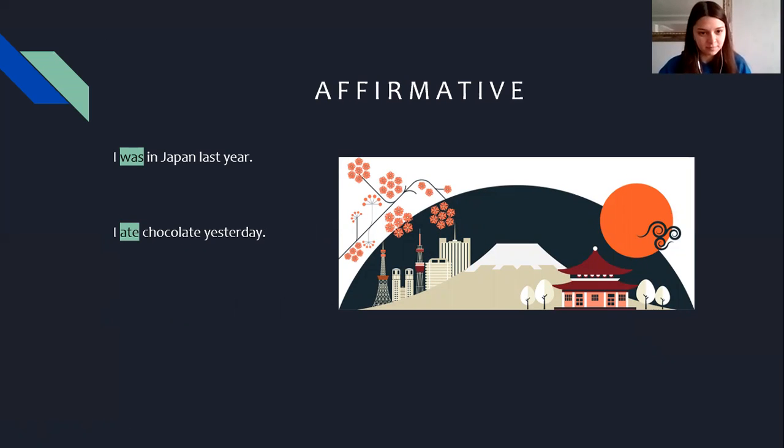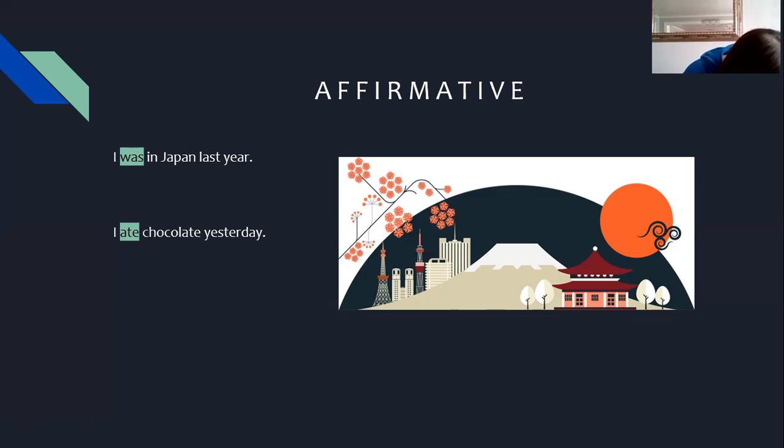Well, now we're going to see some examples when we have to use the verb be and an irregular verb. The first one, I was in Japan last year. In this case, we have to use the past form of the verb be, which is, instead of is and am, we have to use was. And instead of are, we have to use were.